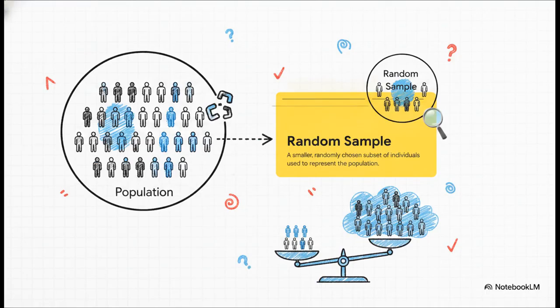But here's the catch, right? We almost never have the time or the budget to survey the entire population. It's just not practical. So we use a random sample. This is a smaller, randomly chosen subset where every single member had an absolutely equal chance of being picked. We use this smaller group to uncover truths about the whole shebang without ever having to ask every single person.